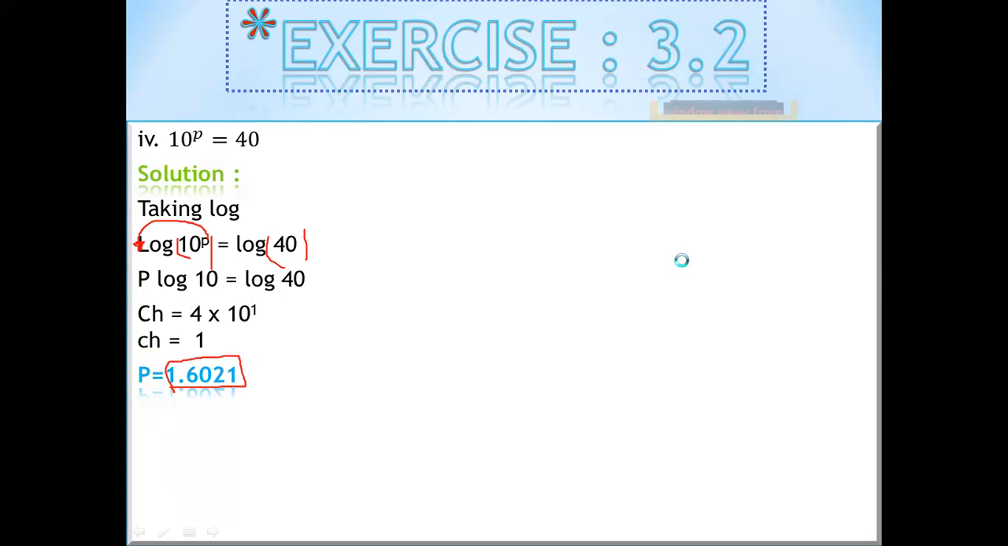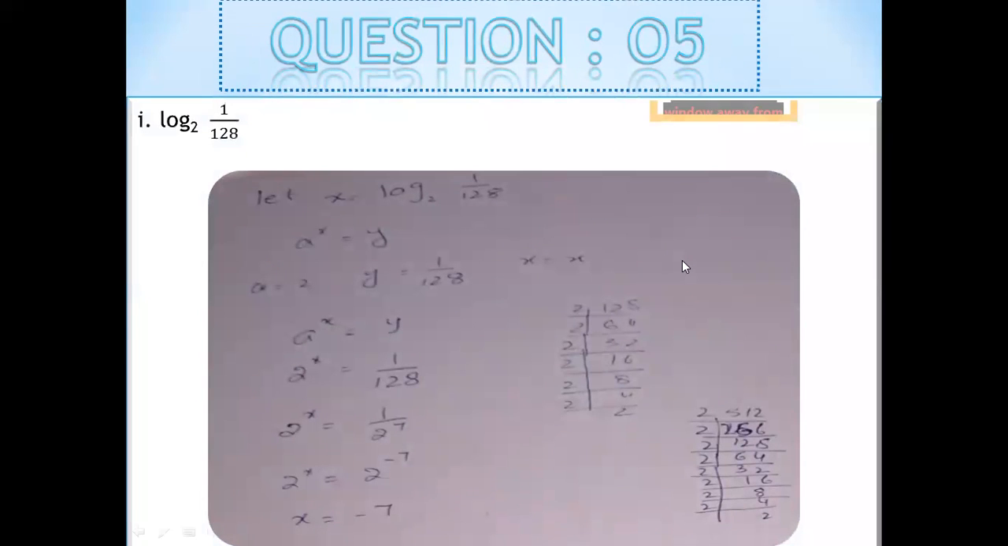Here, students, questions 5 and 6 are both on the same pattern as question 4. So I have pasted the solutions of these questions here. When you do these questions by yourself, you can compare your solution with this.